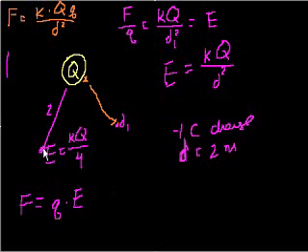So in this case, we said the electric field at this point is equal to, and then the units for electric field are newtons per coulomb, and that makes sense, right? Because it's force divided by charge, so newtons per coulomb.